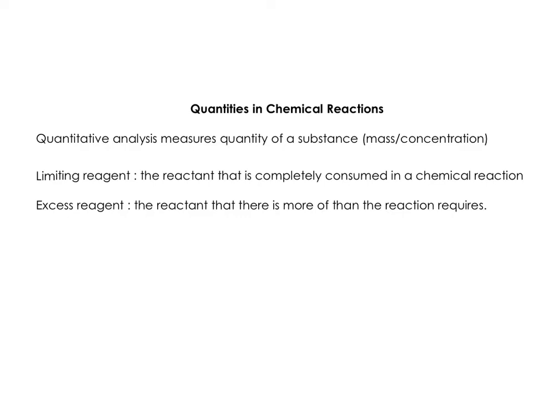Quantities and chemical reactions. Quantitative analysis measures the quantity of a substance. It could be as a mass or a concentration of a solute. The limiting reagent is the reactant that is completely consumed in a chemical reaction. So it's all used up, the reaction stops because it can't go further without more of this reagent being added.